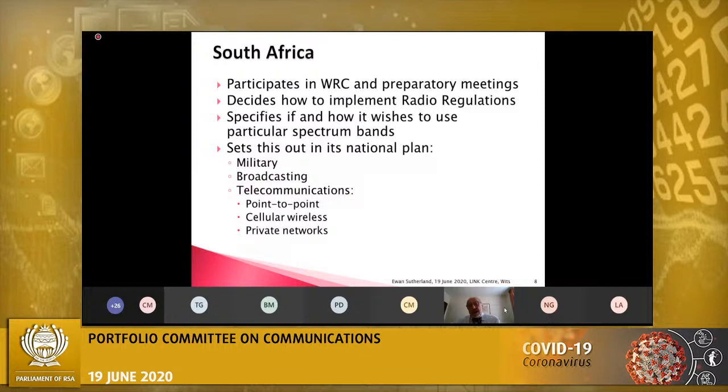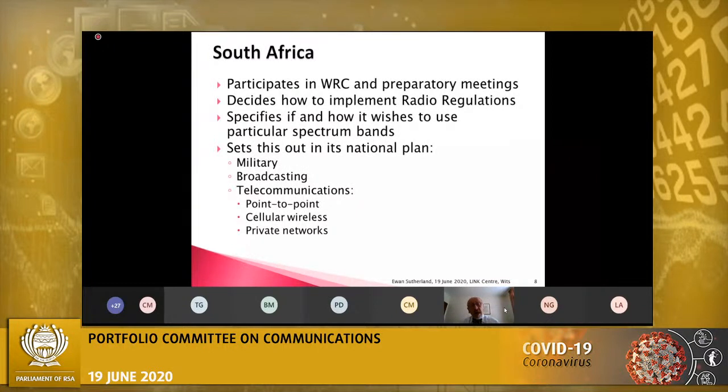It then must decide how to implement the radio regulations, to specify if it wants to use a particular spectrum band, if it wants to do something particular. And then it sets that out in a national plan. And the national plan says which bits are used by the military, which bits are used for broadcasting, which for telecommunications.